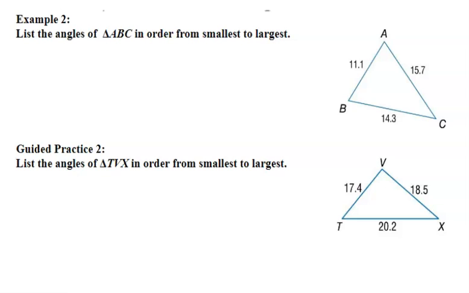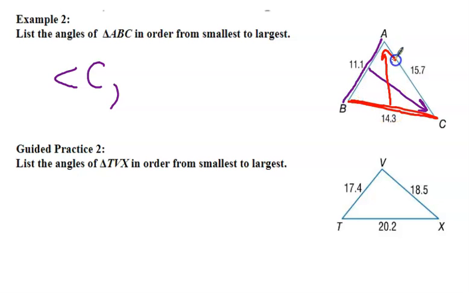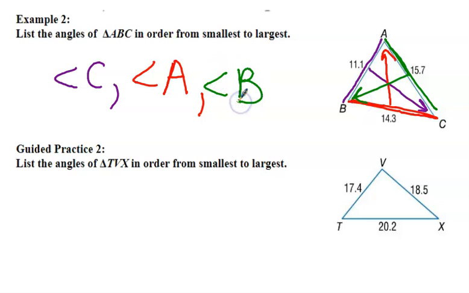List the angles of ABC in order from smallest to largest. Let's look for the smallest side. The smallest side is AB. What is opposite of the smallest side? That's angle C. What is the next smallest side? It's this side, which is 14.3. The angle opposite of that is angle A. What's the biggest side? 15.7. The angle opposite of that is angle B. So the angles from smallest to largest are C, A, B.